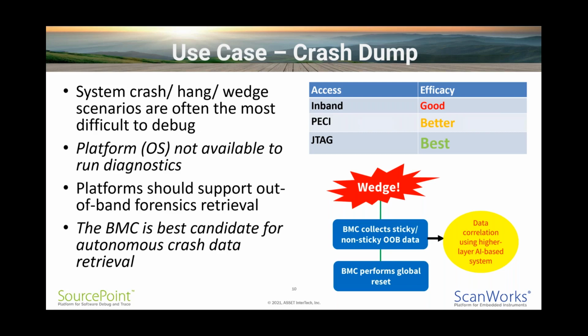So for the best kind of crash dump debugging, you really want an out-of-band forensics retrieval methodology, and those two really are PECI and JTAG as part of the table. And JTAG, of course, is better than PECI, certainly the fastest. It supports a much richer set of functionality than anything else. And the BMC is just the natural candidate for any sort of autonomous crash dump, autonomous data retrieval.